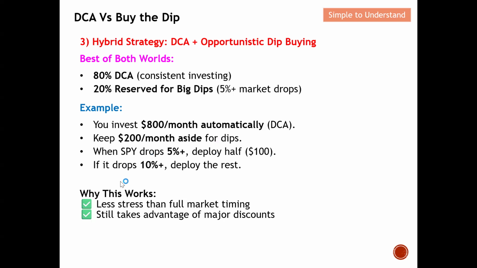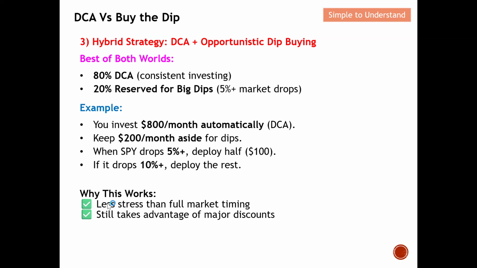Why does this work? Firstly, you are going to have definitely less stress compared to buying the dips, because for buying the dip you need to continuously monitor the situation. This is less stressful because you are also doing some form of investment. Instead of $1,000, maybe $800 per month actually goes into the investment. So this is less stressful compared to full market timing, which is buying the dips.